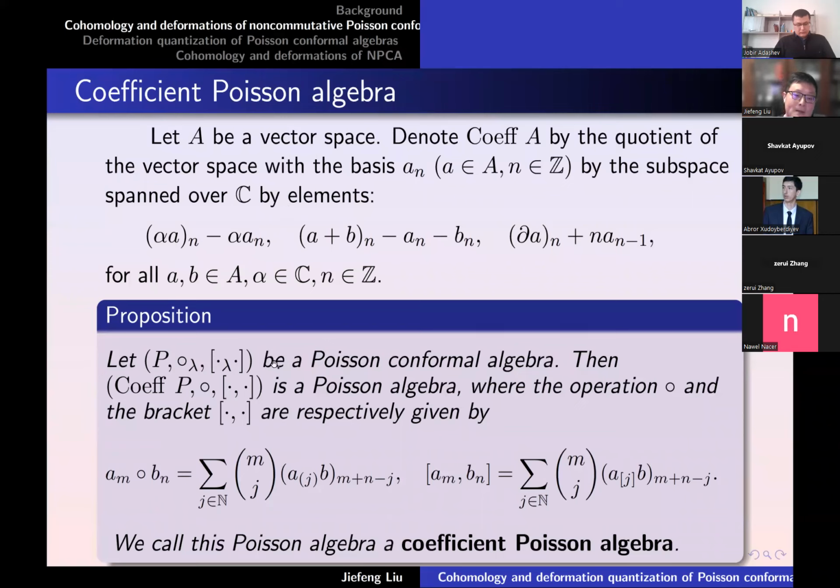Then let P be a Poisson conformal algebra. Then the coefficient algebra of P with the following multiplication and bracket is a Poisson algebra, which is called the coefficient Poisson algebra. These two constructions, for associative conformal algebras and Lie conformal algebras, were given by Kac.